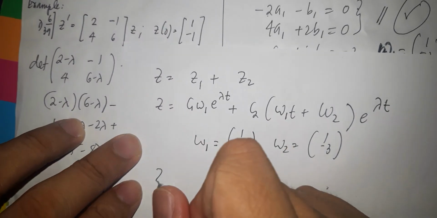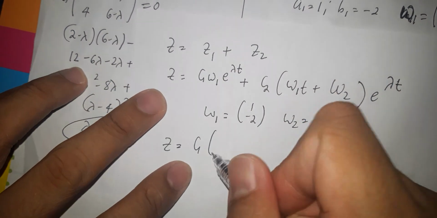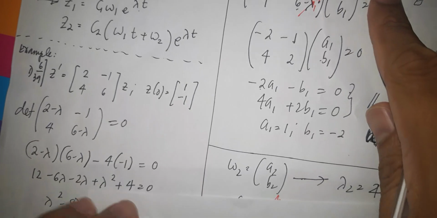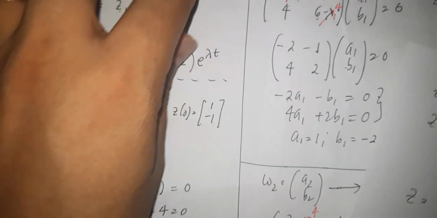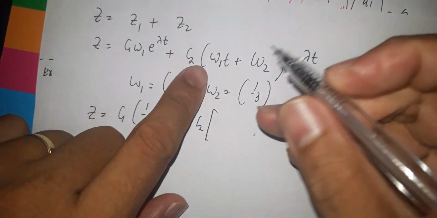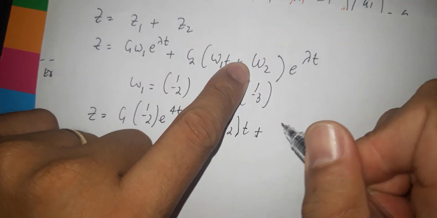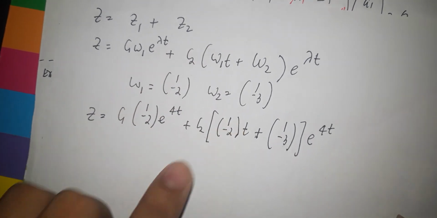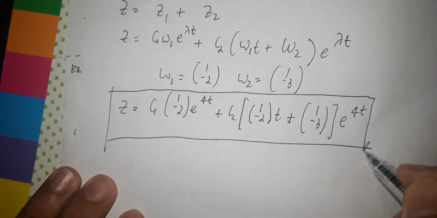So, that gives you z is equal to c1 times (1, negative 2) e to the 4t, plus c2 times quantity (1, negative 2) t plus (1, negative 3), quantity, e raised to 4t. So that will be our general solution.